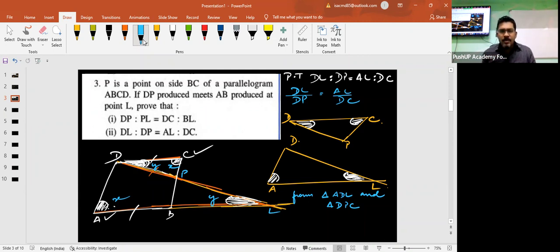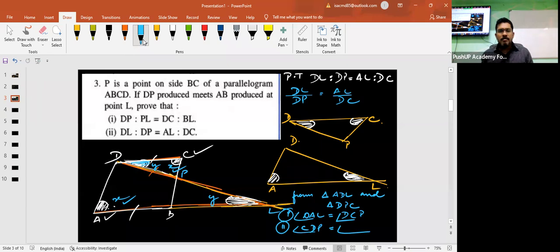Okay. So here, first point would be angle DAL is equal to angle DCP. Make sense? This angle and this angle, they both are equal. Yes. So angle DAL is equal to angle DCP. What would be the second point? Second point is angle CDP, isn't it? Angle CDP, this angle. Angle CDP is equal to what?